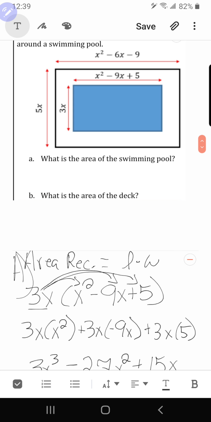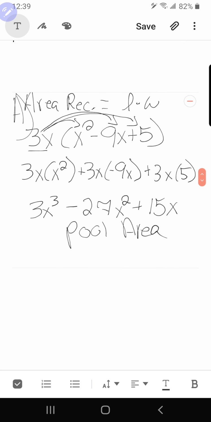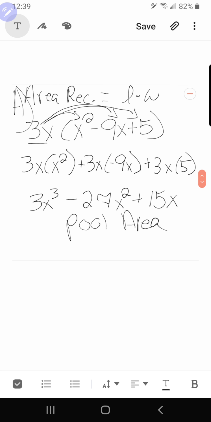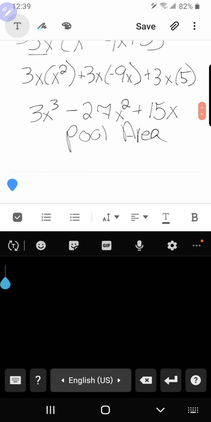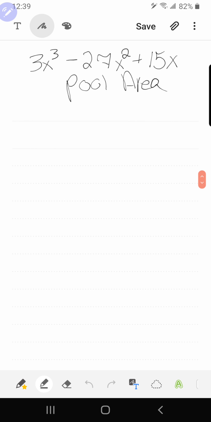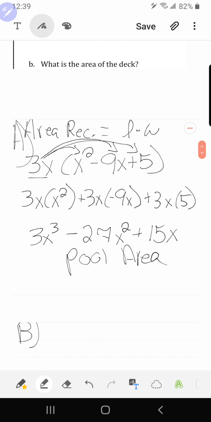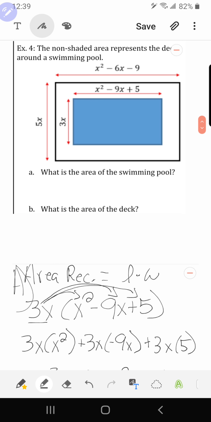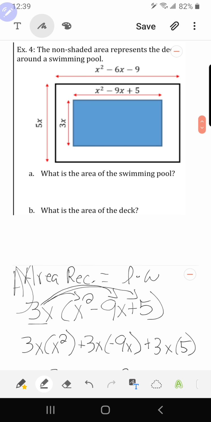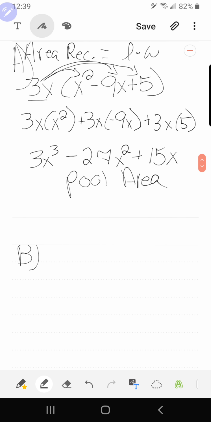So again, it's going to be 5x. So let's right here do part B, which says 5x times x squared minus 6x minus 9.